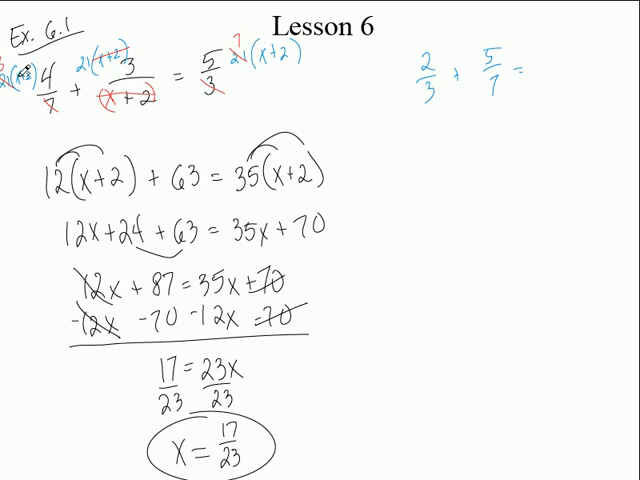Why did I do that? Because I wanted to multiply this fraction by something that has a 7 in it, and 21 had a 7 in it, didn't it? All right, so I multiplied everything here. Now remember, what I do to one side, I got to do to the other side. So I have to do that to everything.